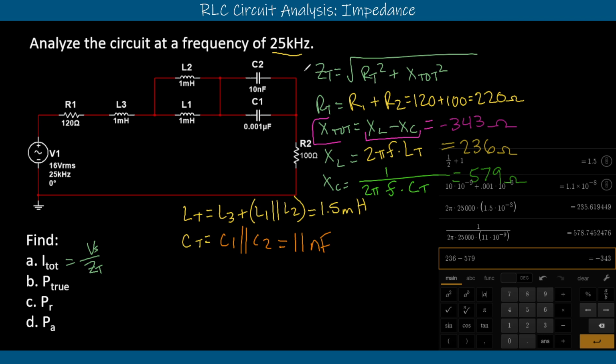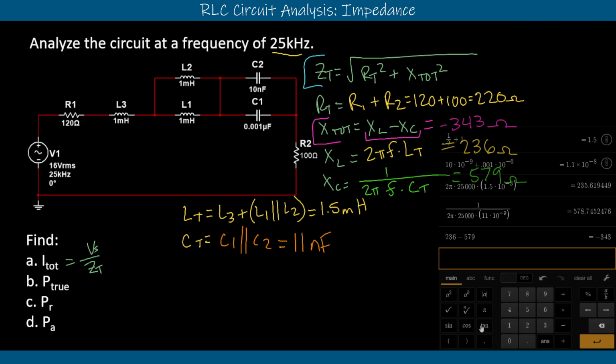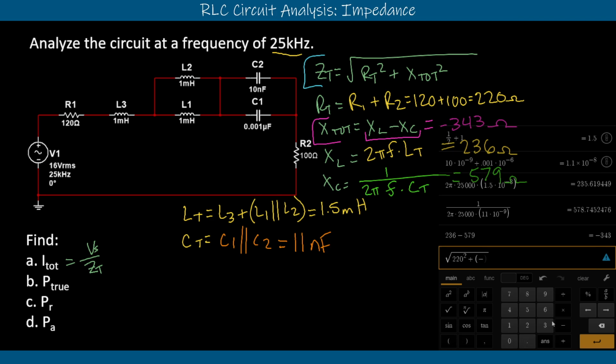We can plug into our Z value now. We know that ZT is going to be the square root of RT squared plus X total squared. We'll say that we have the square root of RT squared, that's 220, we did that first, and we'll add that to our X total. In this case, we can put a parenthesis here and add in the negative if we want to, but it's going to square it, right? So negative times a negative makes it positive. So we can actually leave that off if we don't want to add that in and know that that's going to be taken care of there.